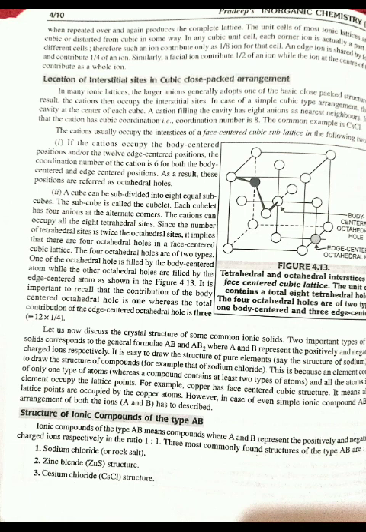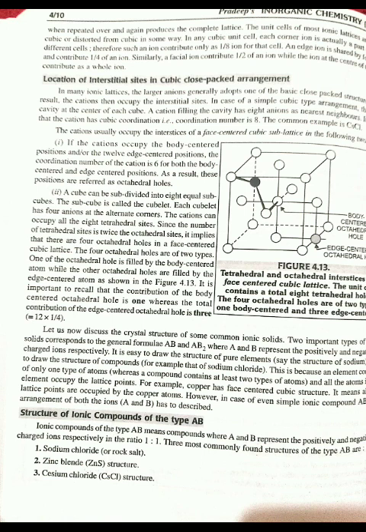Let us now discuss the crystal structure of some common ionic solids. Two important types of ionic solids correspond to the general formula AB and AB2, where A and B represent the positively and negatively charged ions respectively. It is easier to draw the structure of pure elements, say the structure of sodium, than to draw the structure of compounds, for example, that of sodium chloride.